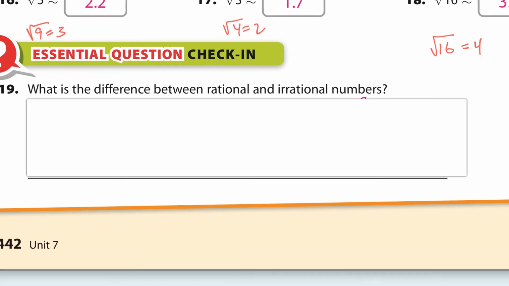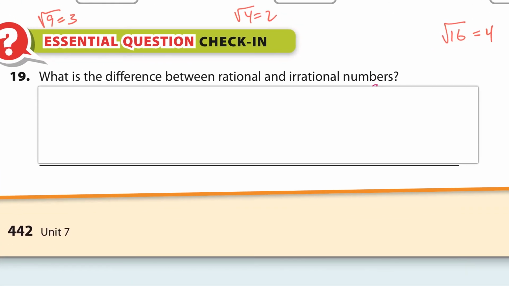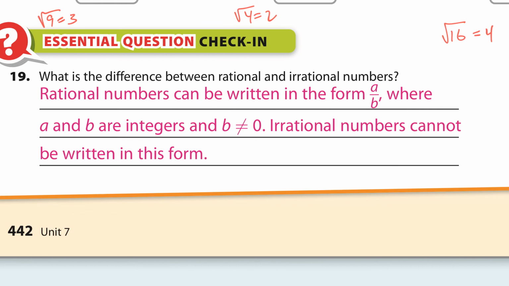Okay. And what is the difference between rational and irrational numbers? Well, this is the difference. Rational numbers can be written in the form of a over b, where a and b are integers and b is not equal to 0, and irrational numbers cannot be written in this form. So rational numbers are fractions of integers. That's what this is. So a rational number would be like 2/3 or 0.4, because that can be written as 4 over 10.